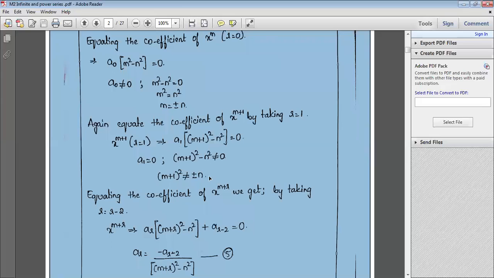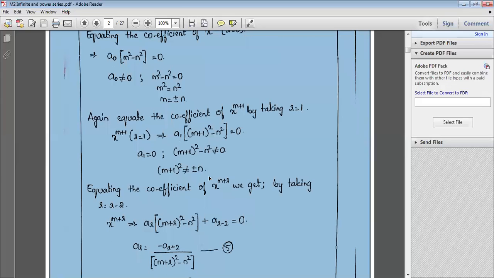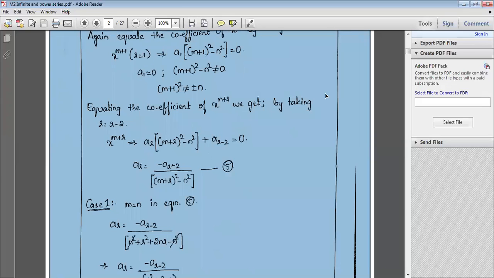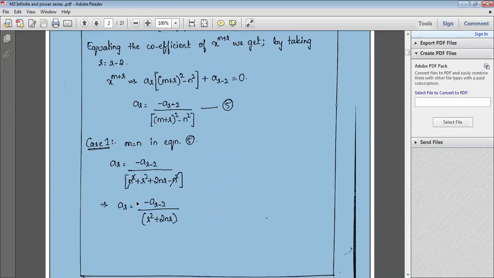Take r is equal to 1 in the main equation, we will get plus r. Equating the coefficient of x power m plus r, we will get a_r is equal to a_(r-2). Again, we got the value of a_r. Why a_r is very, very important? Our solution is y is equal to summation a_r x power m plus r. Now we got two equations, plus n and minus n. Substitute plus n, we will get like this.